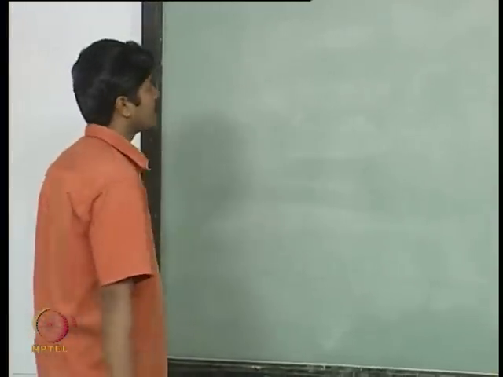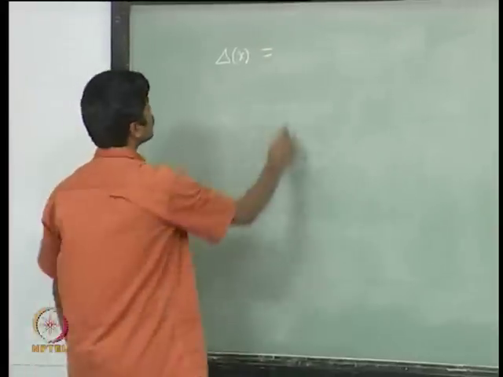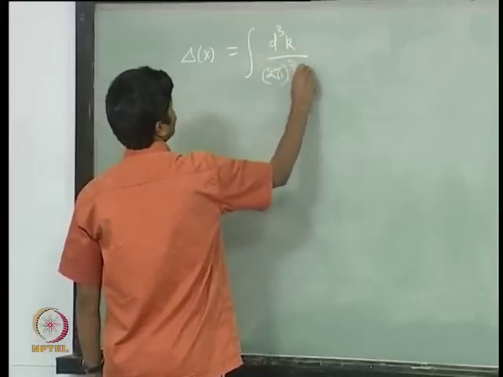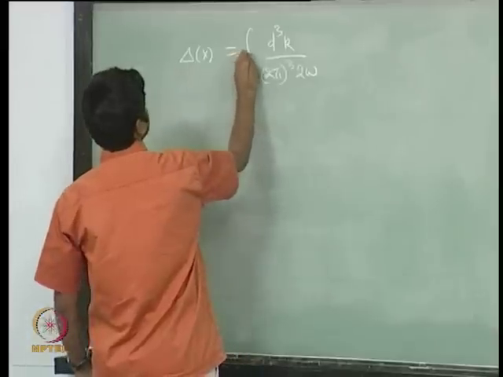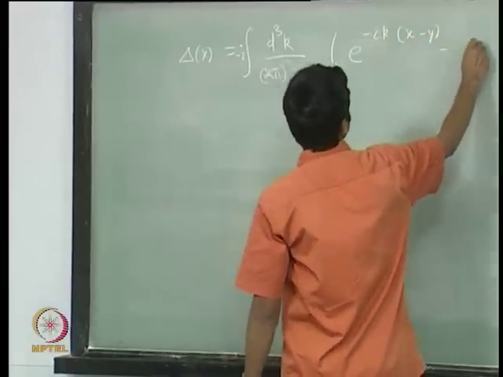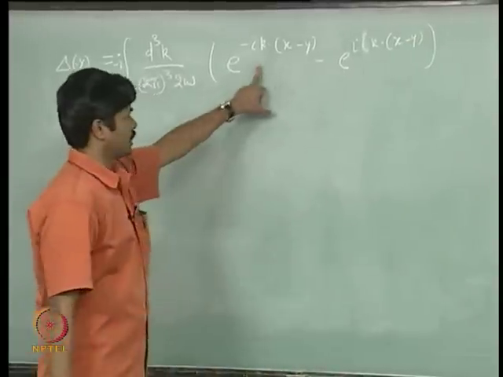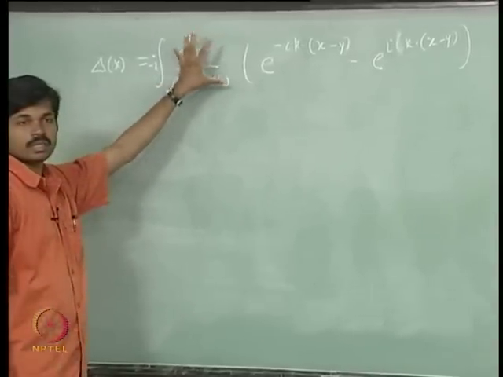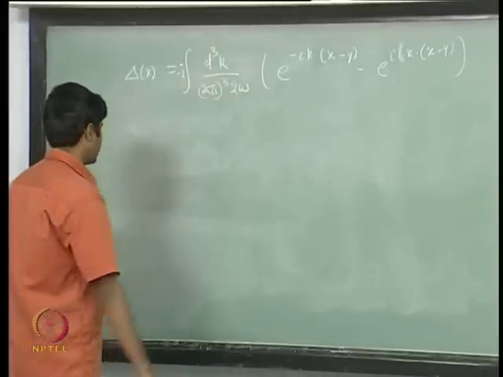Since Lorentz invariance is so crucial, let me prove that this delta function is in fact Lorentz invariant. So, this is d cube k over 2 pi cube 2 omega times e to the power minus i k dot x minus y minus e to the power i k dot x minus y. This is already Lorentz invariant, this is also Lorentz invariant. I have claimed earlier that this integration measure here is Lorentz invariant. I have not proved it so far. So, let us prove that this integration measure is Lorentz invariant.